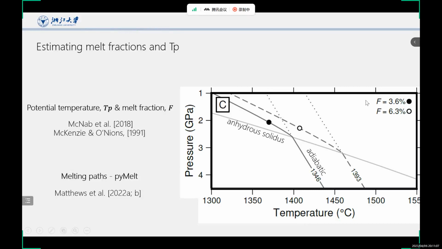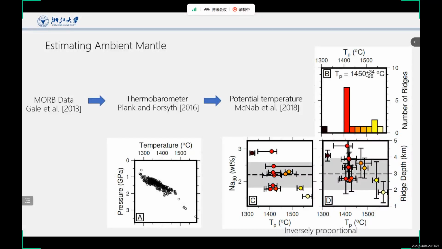So they can get this 3.6 and 6.3. They are based on different partition coefficients. And okay, they got their Python package. They use their Python package for some applications. The first application is they are trying to estimate the mantle potential temperature.